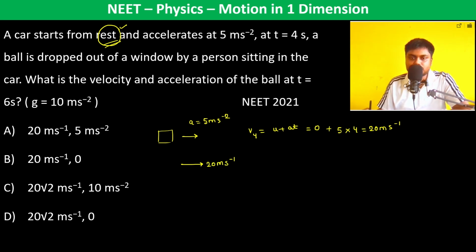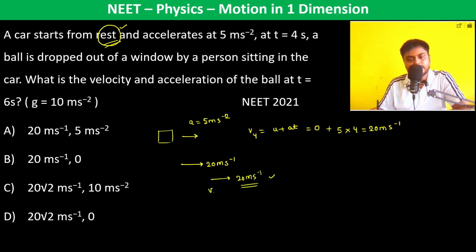Now what is the velocity and acceleration of the ball at t equals 6 seconds? So that means after 2 seconds. This is dropped out of a window by a person sitting. So at t equals 6 seconds, that means after 2 seconds, the velocity in this direction will remain as 20 only.